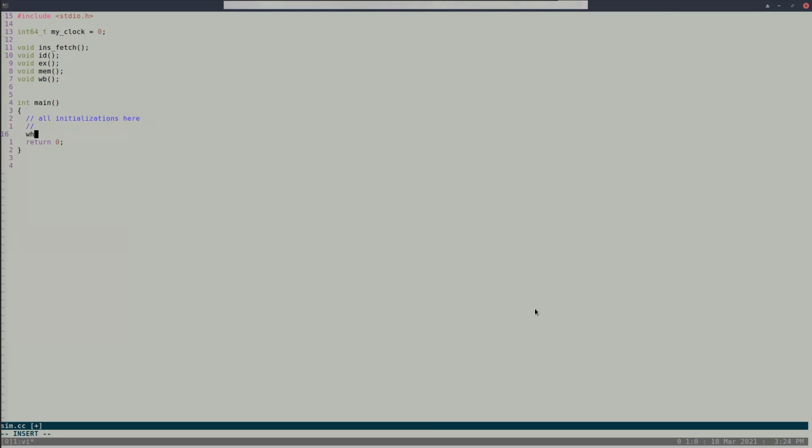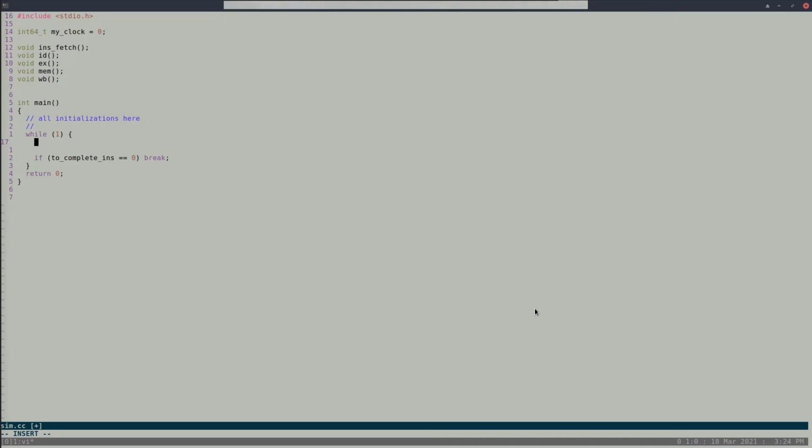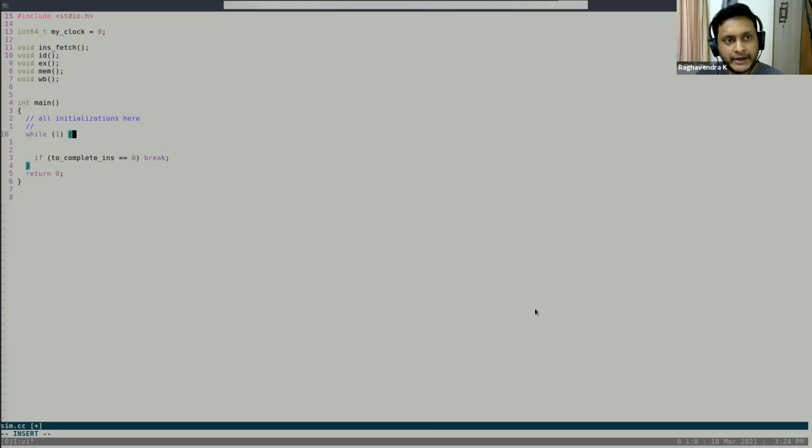Okay, let's put it in a while loop. I will go on this while loop until all instructions complete. If the count of instructions to complete is 0, I break. It means that I don't have any instruction to complete. So what is the first function that you will call here? Instruction fetch. Okay, so let's actually look at instruction fetch. Just one function we'll look at, and we'll worry about the others later.